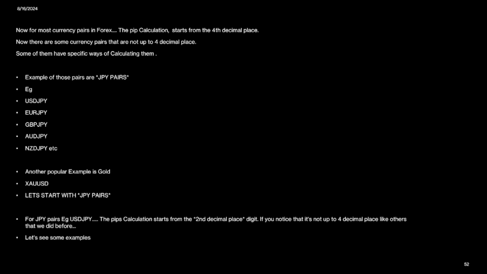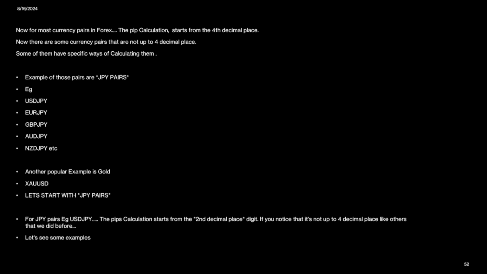Now, for most currency pairs in Forex, the pip calculation starts from the 4th decimal place. Now, there are some currency pairs that are not up to 4th decimal place. Some of them have specific ways of calculating them. Examples of these pairs are JPY pairs. For example, we have USD JPY, EUR JPY, GBP JPY, AUD JPY, NZD JPY. Another popular example is gold, which is also known as XAUUSD.